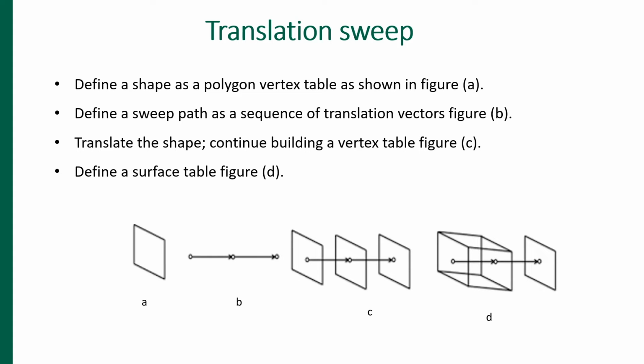Now coming to types of sweep. There are two types of sweeps. One is translation sweep and another one is rotational sweep. Translation sweep is generated by first shaping a polygon with a vertex and then defining its path and then populating the polygon along the same path, so that at the final stage we will get a complete 3D object.